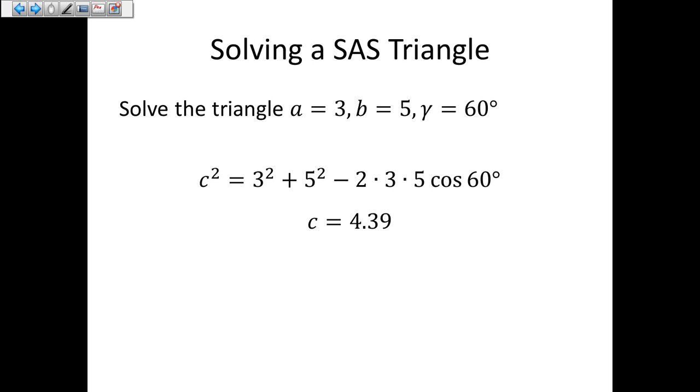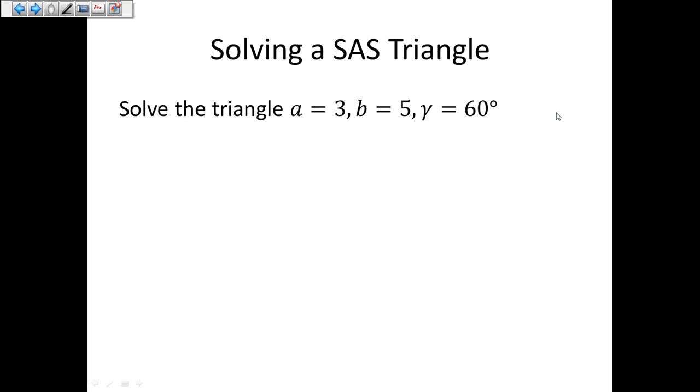Now, let's stop and talk about something real quick. Remember, our shortest side should be opposite our smallest angle. So since A is our shortest side, it should be opposite our smallest angle. It should be something less than 60. B is our longest side. Not much longer, but it's longer than C. So angle beta should be bigger than 60. Just something for you to keep in mind as you're working on these problems.